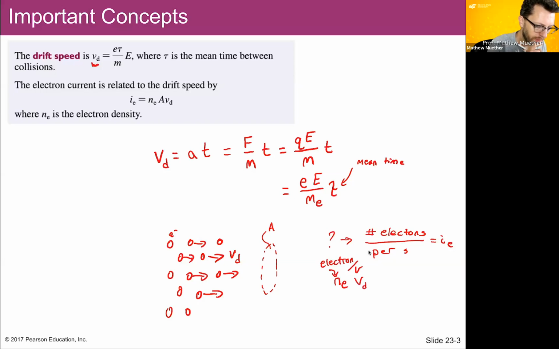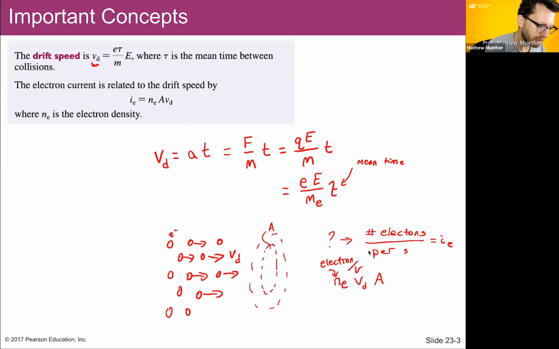and the cross-sectional area, right? Because for the number of electrons that pass through that cross-sectional area, you can imagine if I had a bigger window, I would get more electrons per second passing through the bigger window than the smaller window. So it scales proportionally with the area.